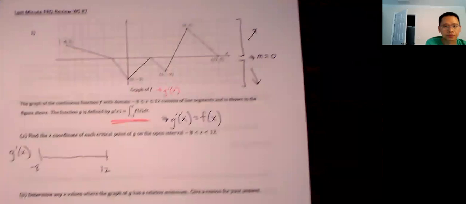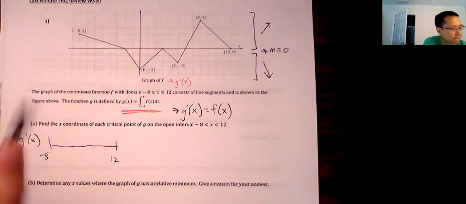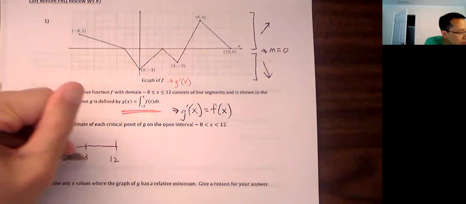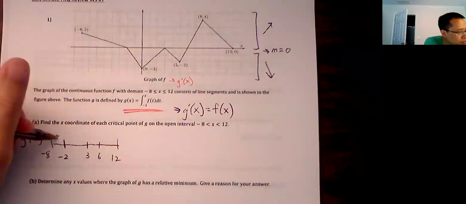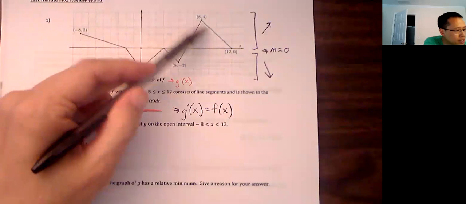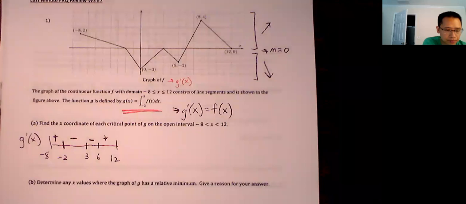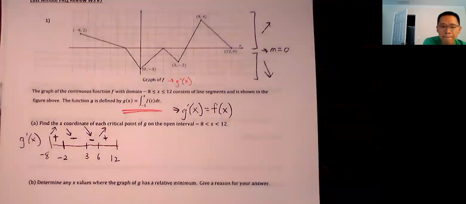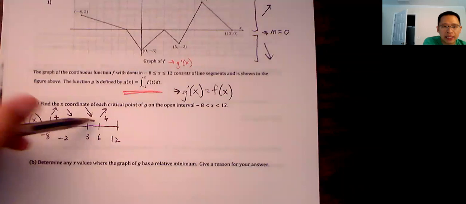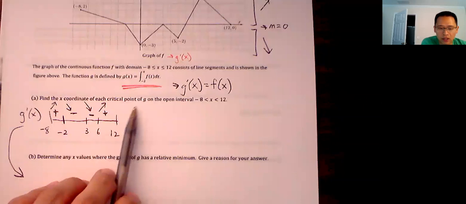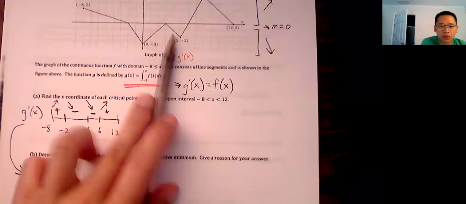From negative 8 to 12, critical points are where the x-intercepts are, negative 2, 3, and 6. Above the x-axis, that's positive slope. Below the x-axis, negative slope. Above the x-axis, positive slope. So I guess we didn't really need to go through all this. This is really for part B, to be able to identify these critical points as relative max or relative min. But we can say that the x-coordinates of the critical points must be negative 2, 3, and 6, since those are our x-intercepts there.